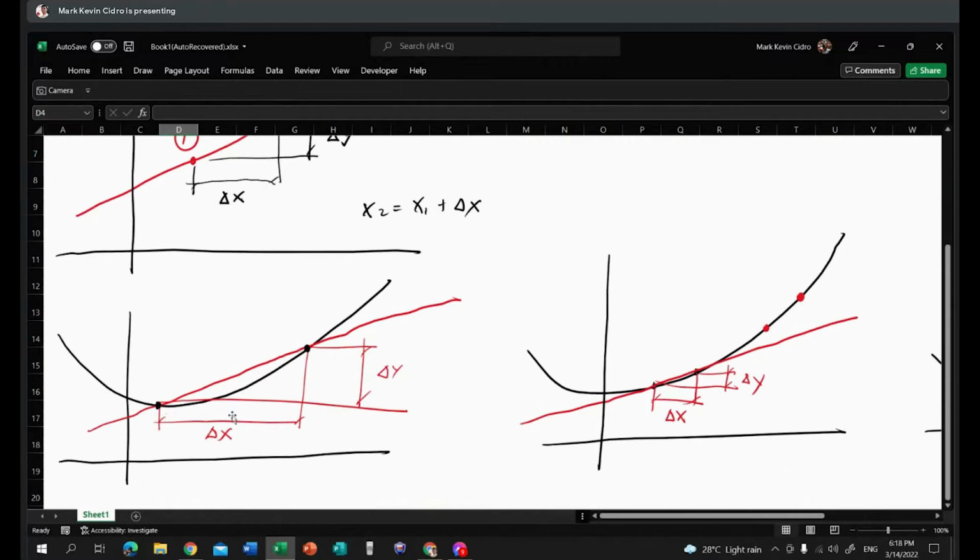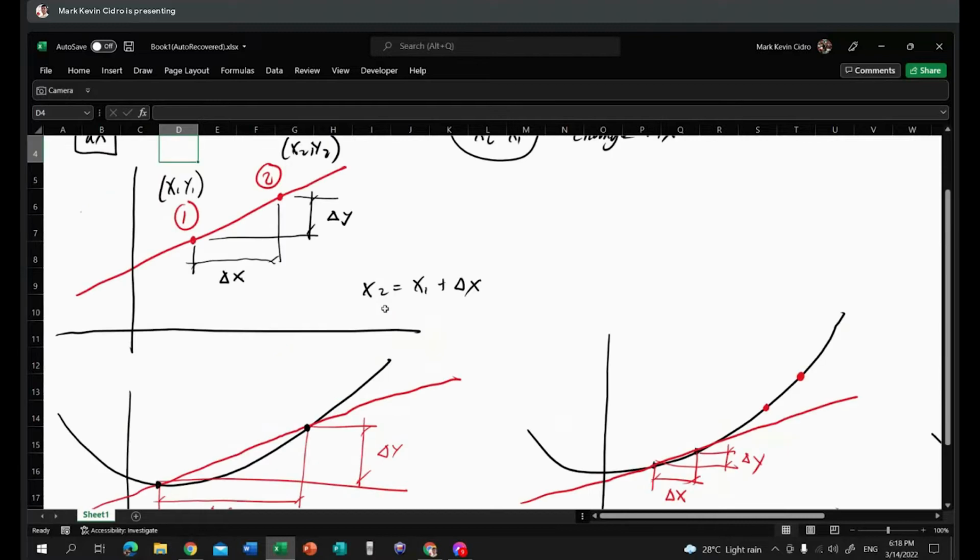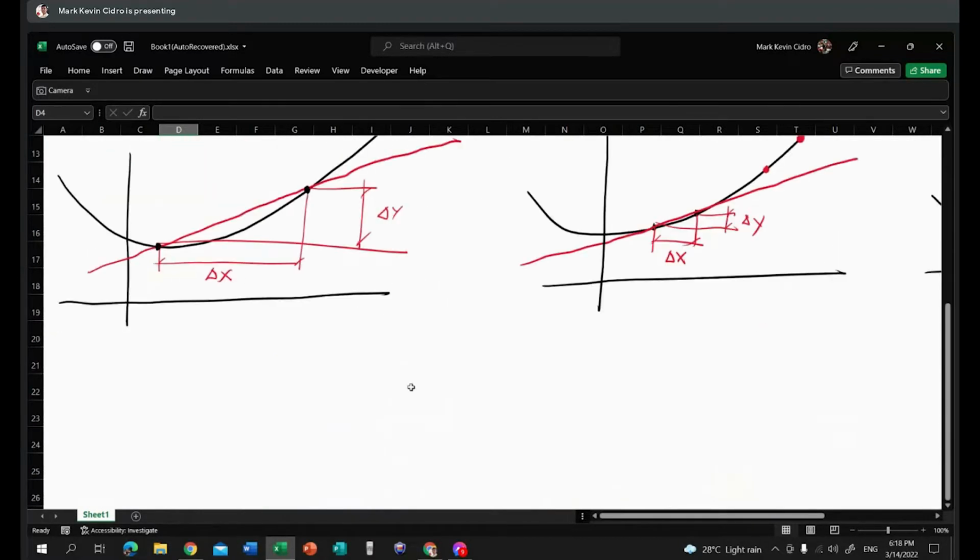Got it? Because if it is not equal to zero, not a very small number for the change in x, then the line that will connect the two points such as this one is not the tangent line on the curve. Right? Because the slope of a curve is defined by the slope of the tangent line on that point.